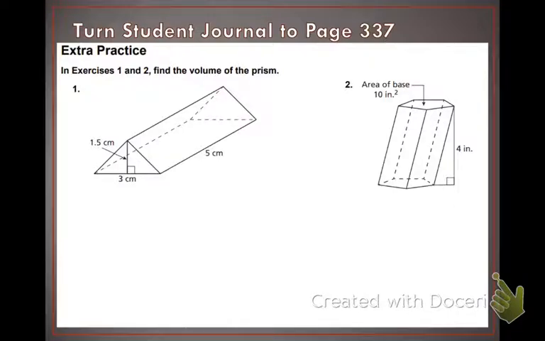Page 337. Are these prisms or pyramids? Prisms. It tells you in the directions. But also, how many bases does a prism have? 2. How many bases does a pyramid have? 1. Yes. Prisms have 2 bases. Pyramids have 1 base.